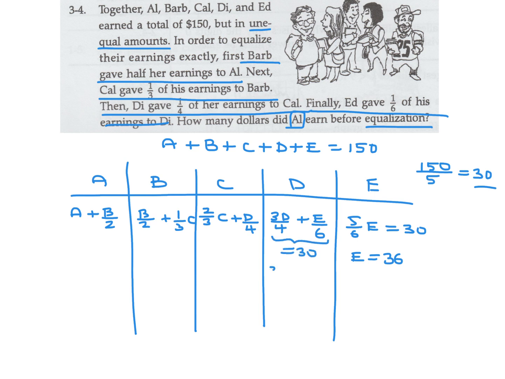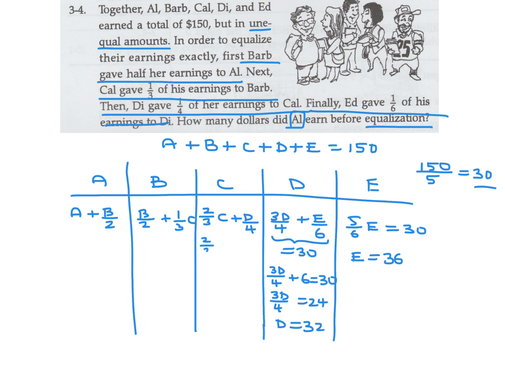So that means 3D over 4 plus 36 over 6 is 30. So that means 3D over 4 is 24. So that means D would be 32. Or let's see here. Yeah, D would be 32. Okay, moving right along. Hopefully I did that correctly. And then now we got to put it into here.